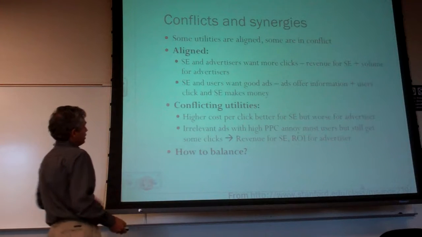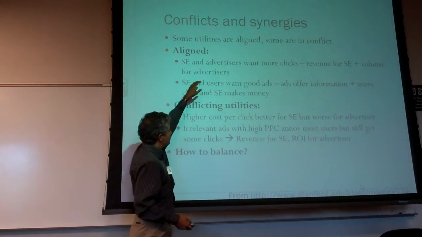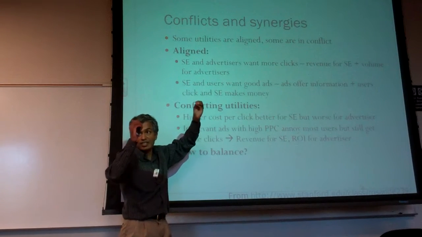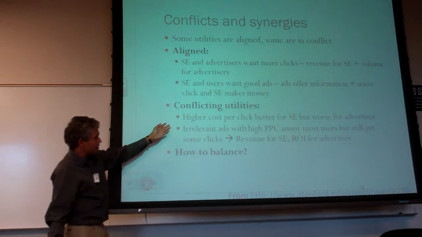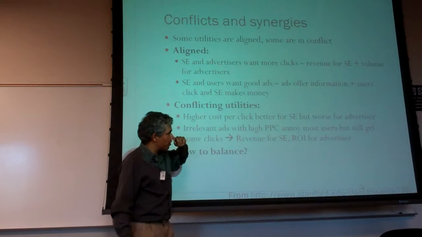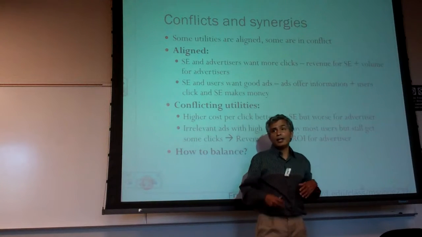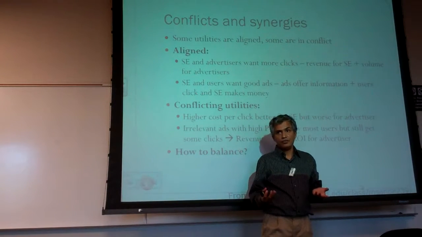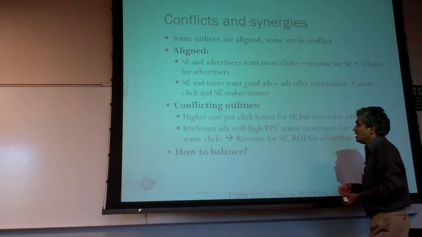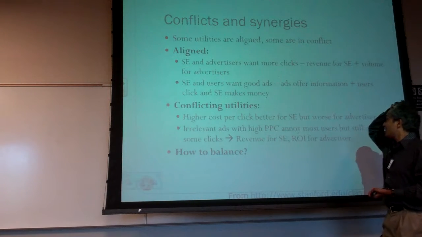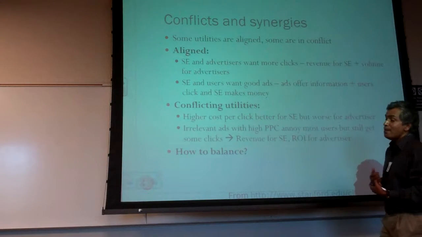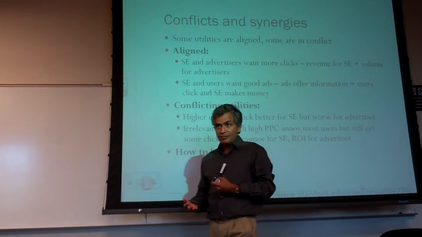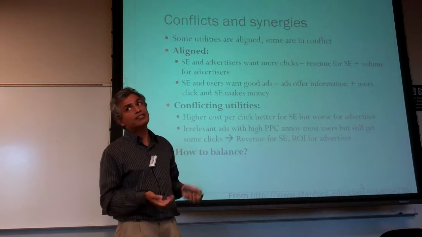Okay, and in these cases, at least search engine and advertisers, and search engine and users have synergies, but not all three together. And similarly, there are conflicting utilities: higher cost per click is better for the search engine, but it's worse for the advertiser, right? And similarly, if I show lots and lots of irrelevant advertisements, these annoy the users, but maybe some of them will get clicked, and so advertisers and search engines will still do fine out there.